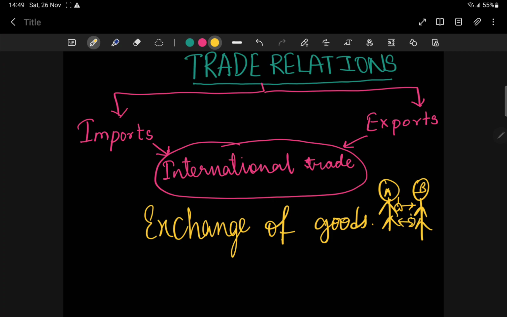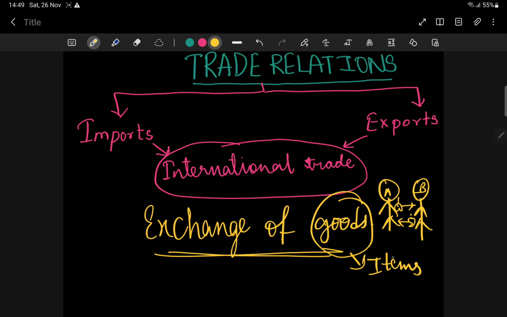So here what is happening? Exchange of goods is happening. Goods are nothing but items. Exchange of items or exchange of goods. Basically, whatever things we use in our daily life are called goods. But in economic terms, at the higher economic level, there is a change in the term. All right, so when you exchange goods, that is called trade.